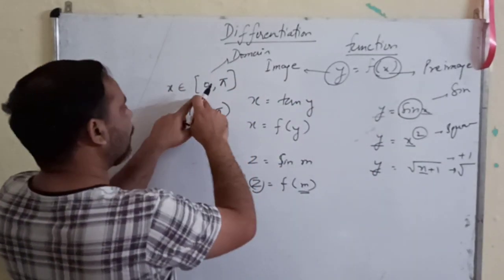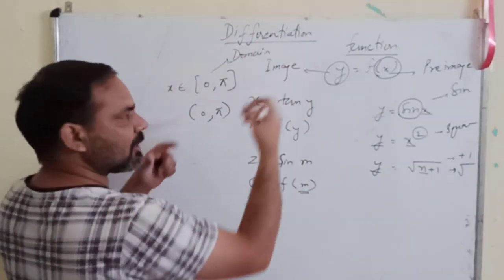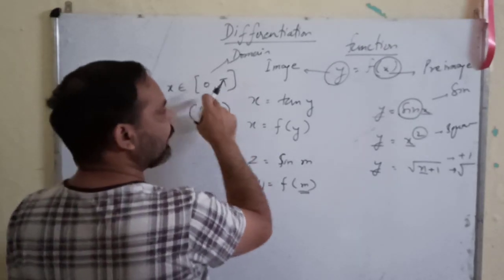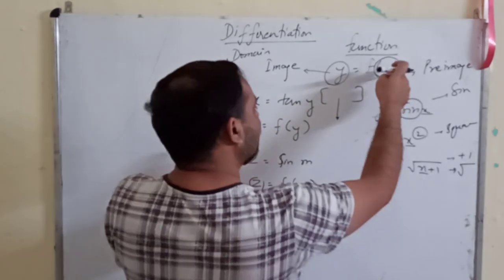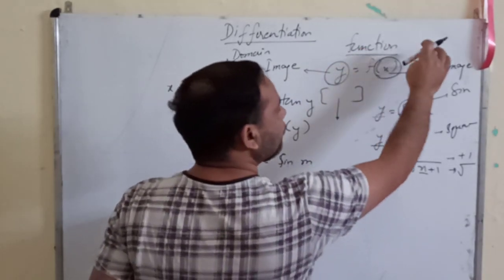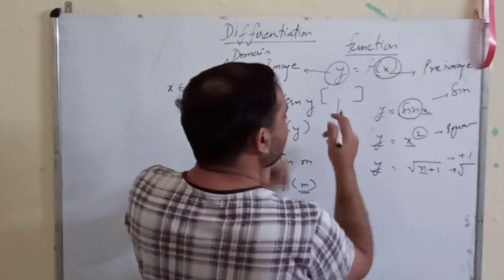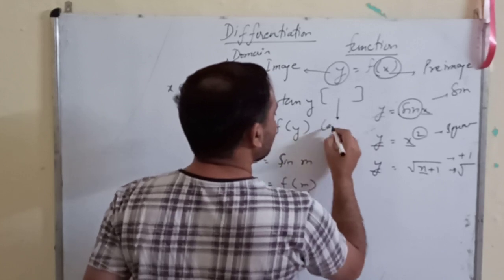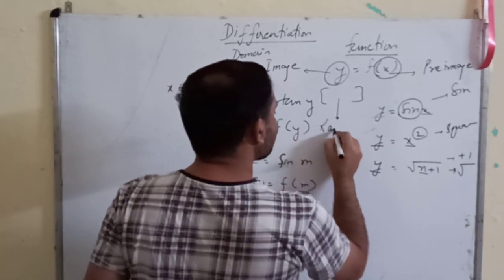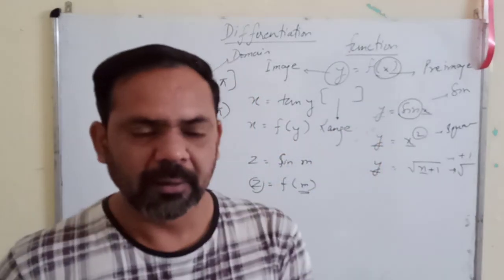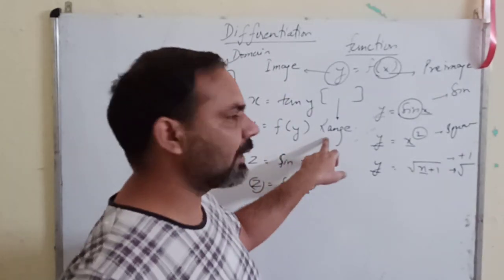Now, what is y? You are applying the function on these values of x and you will get some values as a result. You get another set by applying the function on different values of x. So you get a set of images, and that will be called the range. Range is all those values which you get as a result.